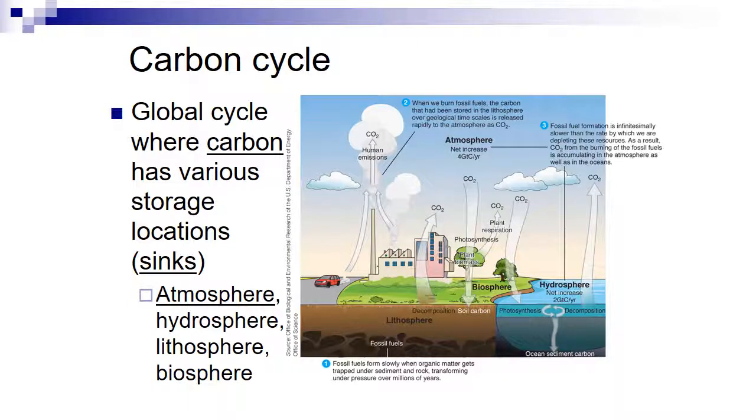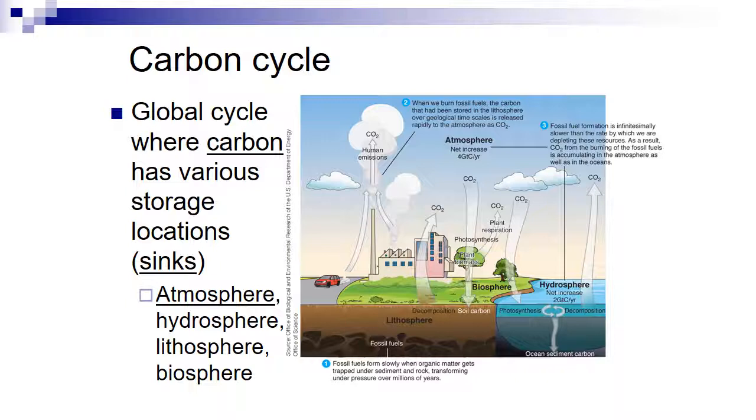But it's not just humans exhaling or animals exhaling that add carbon dioxide to our atmosphere. We also have a problem with burning fossil fuels, and that's what this particular slide is supposed to show. This goes over what we call the carbon cycle, and it says global cycle where carbon has various storage locations, or they call the storage locations sinks.